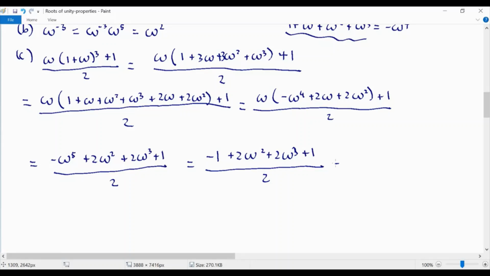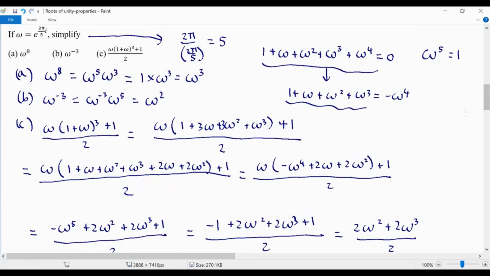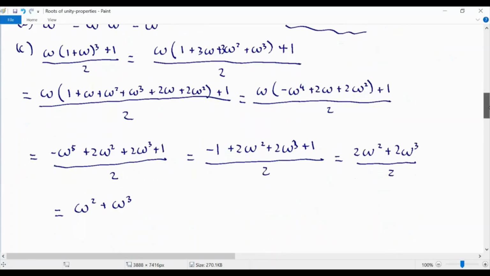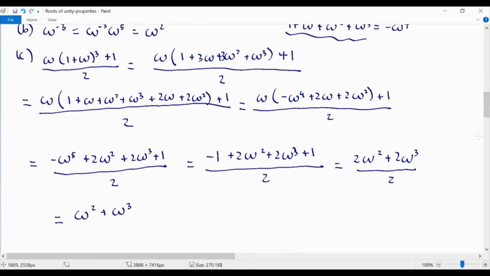Of course, the plus 1 and the minus 1 are cancelling each other out, and then even nicer, that means we're just left with this, which means now the divide by 2 divides nicely, and so we're just left with omega squared plus omega cubed. So therefore, in the end, omega times 1 plus omega all cubed plus 1 all over 2 did simplify very nicely to omega squared plus omega cubed.